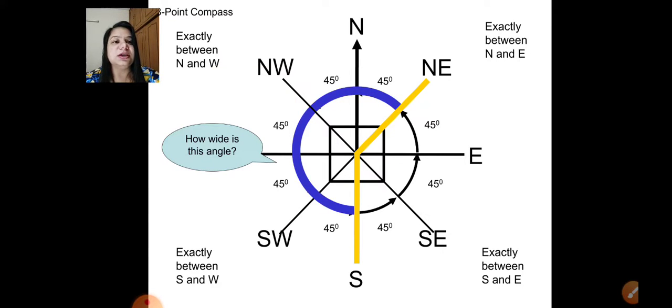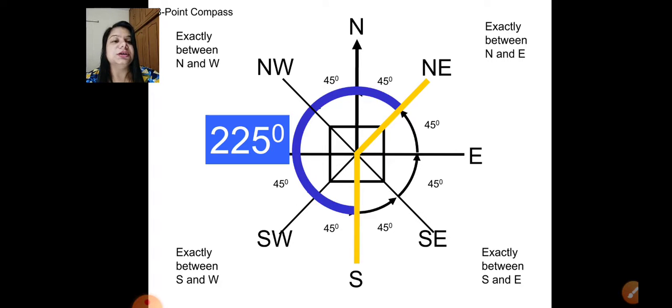Now next again we have done it more wide in blue color. What is this angle? Between northeast and south, but we are taking this angle in anti-clockwise direction. Okay, so what is this angle? This angle is 45 degree into how many times? Just check. 5 times 45 is included here. So this angle 45 multiplied by 5 will become 225.